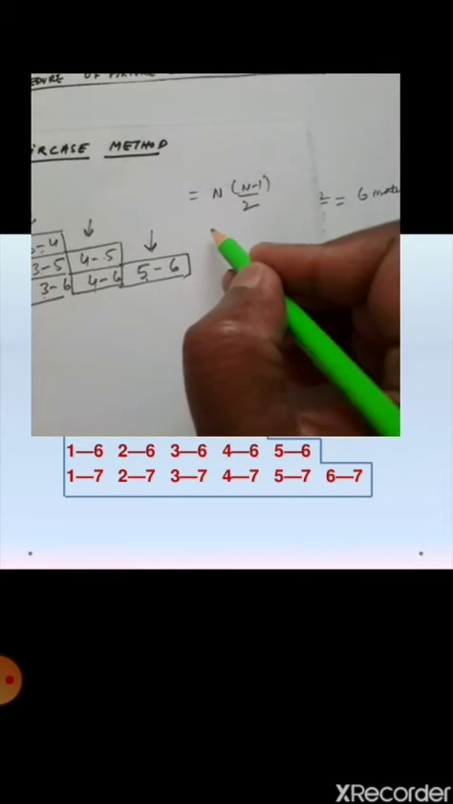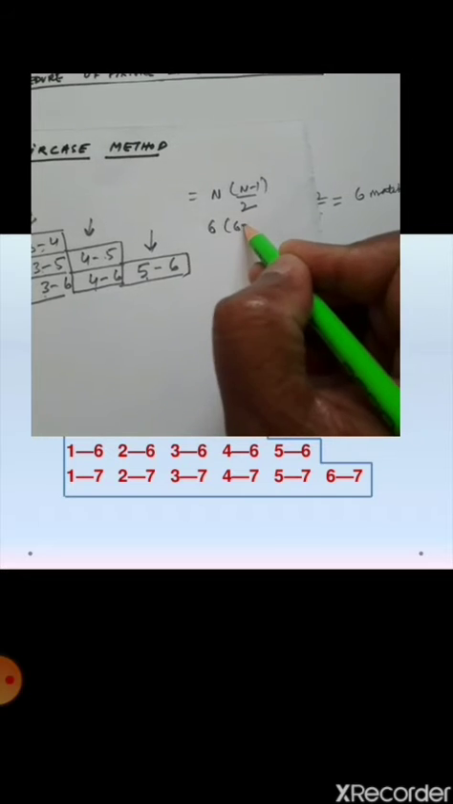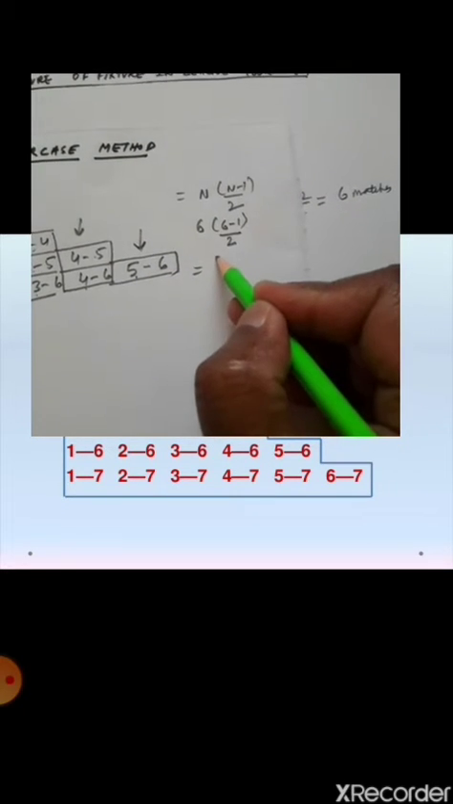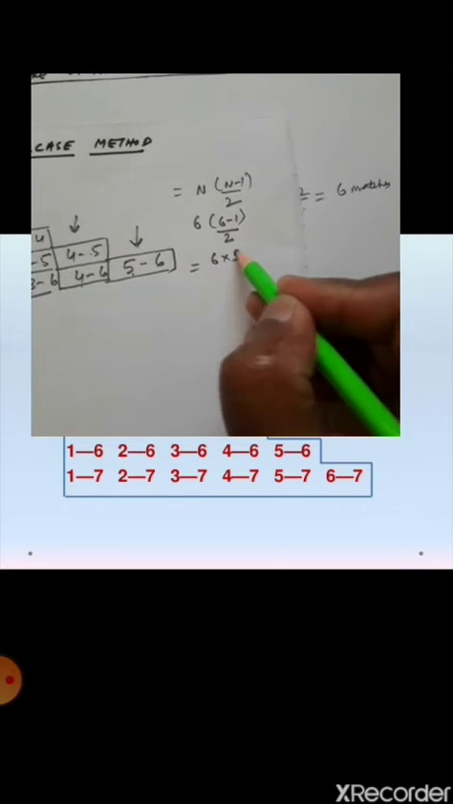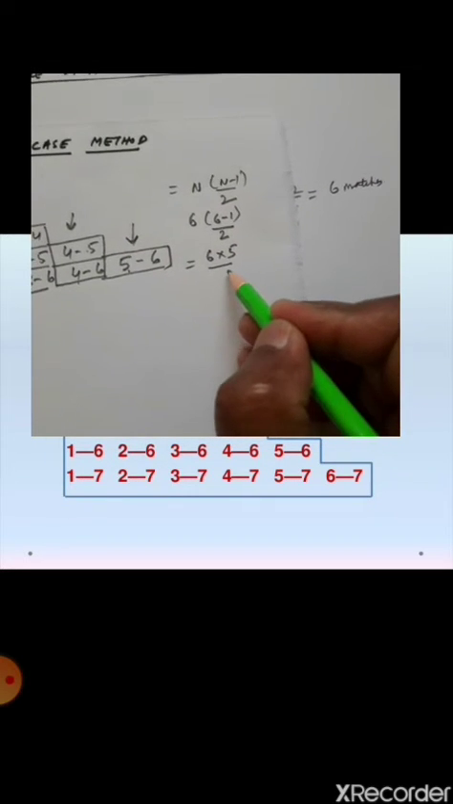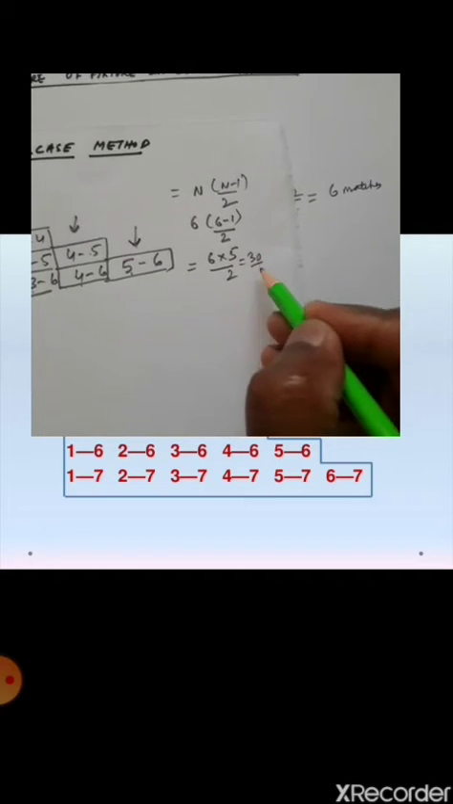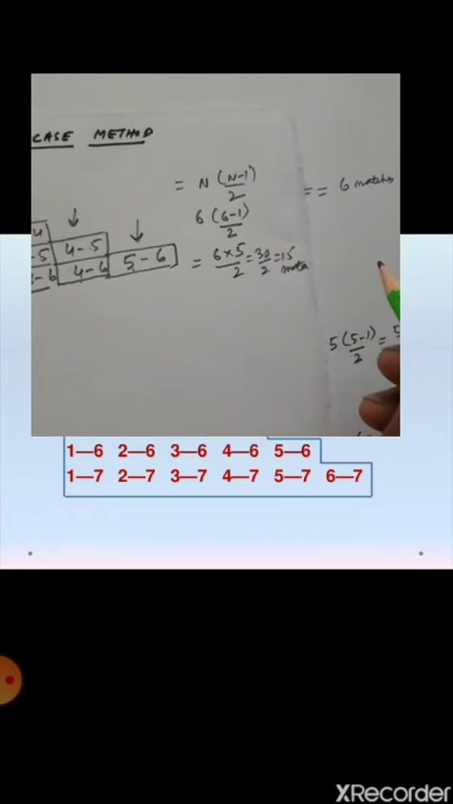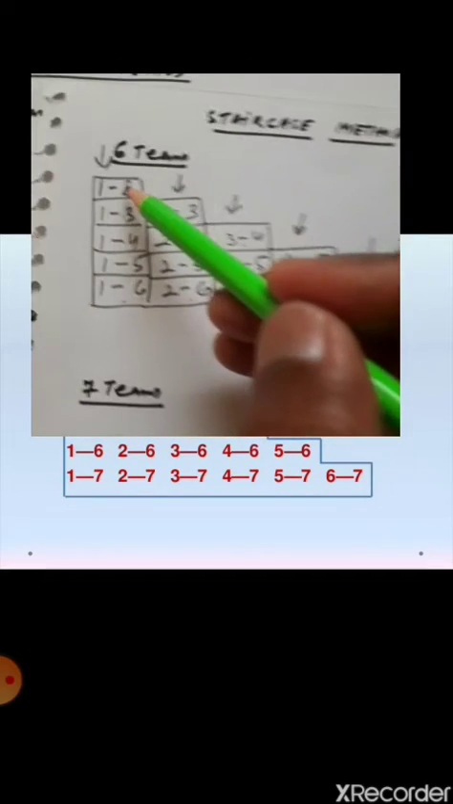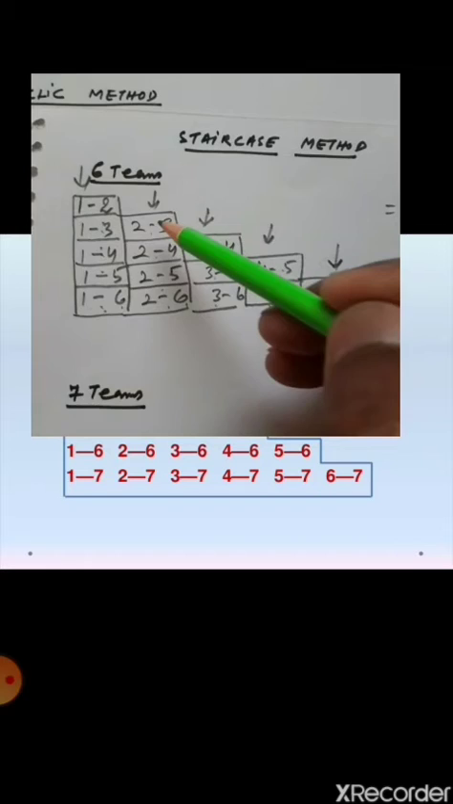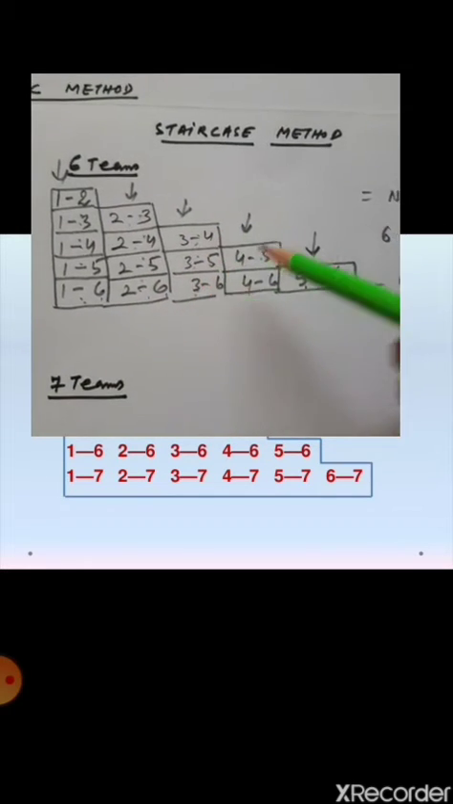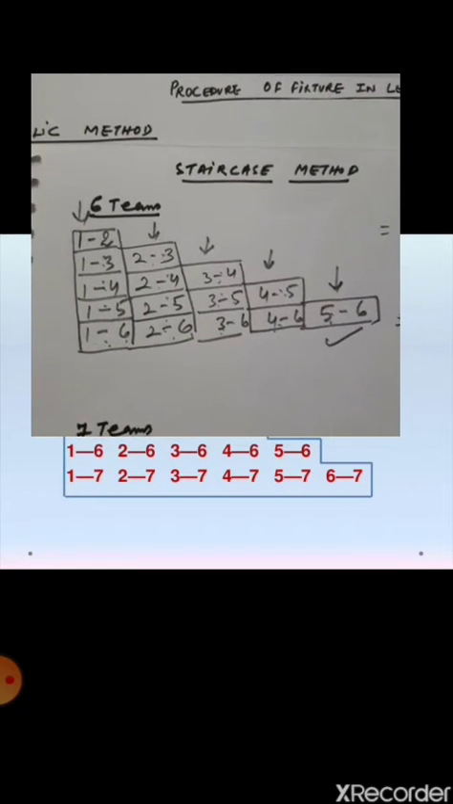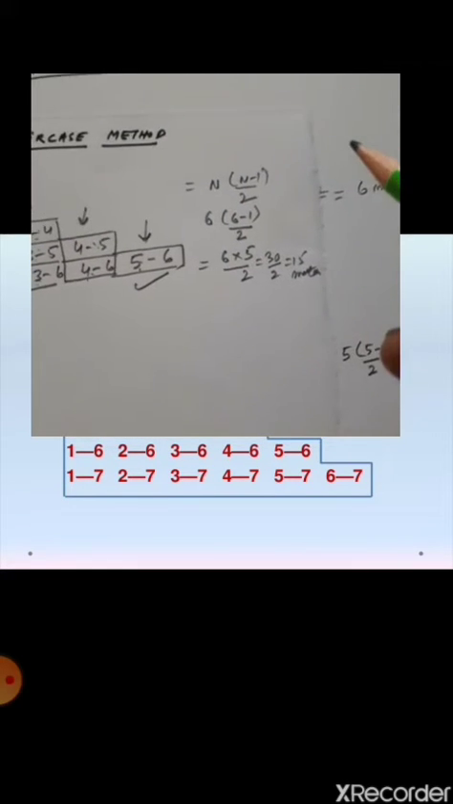So let's see, n was 6. n(n minus 1) upon 2 equals 6 into 5 upon 2, that is 30 upon 2 equals 15 matches. Yes, now let's see 15 matches. 1 2 3 4 5 6 7 8 9 10 11 12 13 14 and 15. So this method is used only to calculate the number of matches in a tournament.